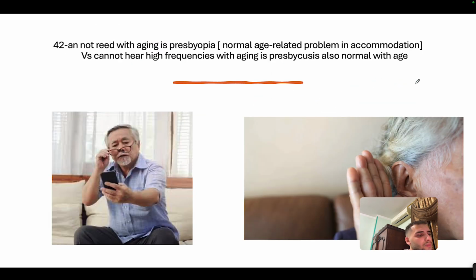Okay. Another thing, if you see a person is not reading like he used to do because he is aging, so with age he cannot read as well, this is called presbyopia, which is a normal age-related problem because of a problem during accommodation. Okay, so he will have to keep the book far from him because he cannot accommodate when he gets it close to his eyes.